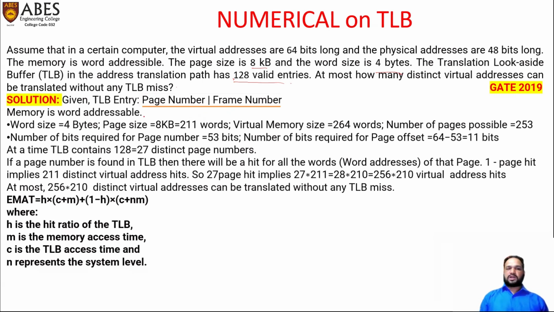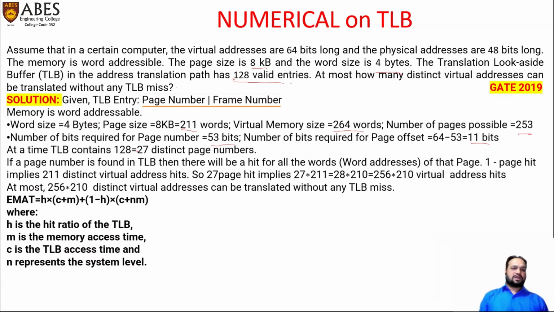The memory is word addressable, and the word size is given as 4 bytes, and the page size is 8 kilobytes. So 8 kilobytes converted into words gives 2^11 words. The virtual memory size is 2^64 words. So the number of pages possible would be 2^53, and the number of bits required for the page number is 53 bits. The number of bits required for the page offset would be 64 minus 53, which gives you 11 bits.